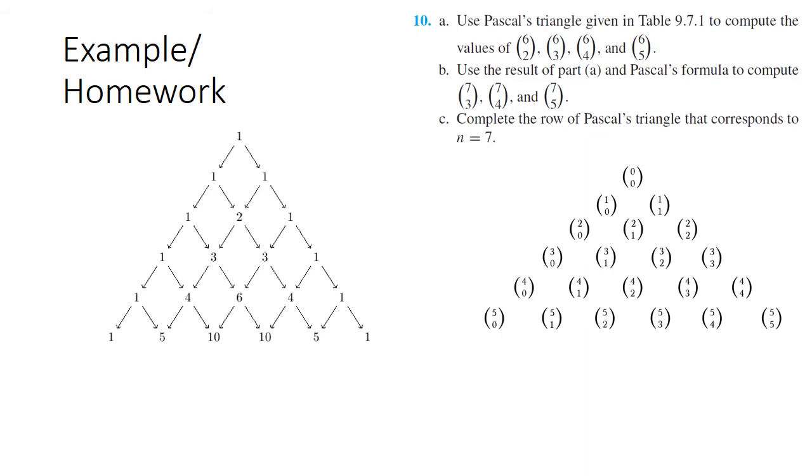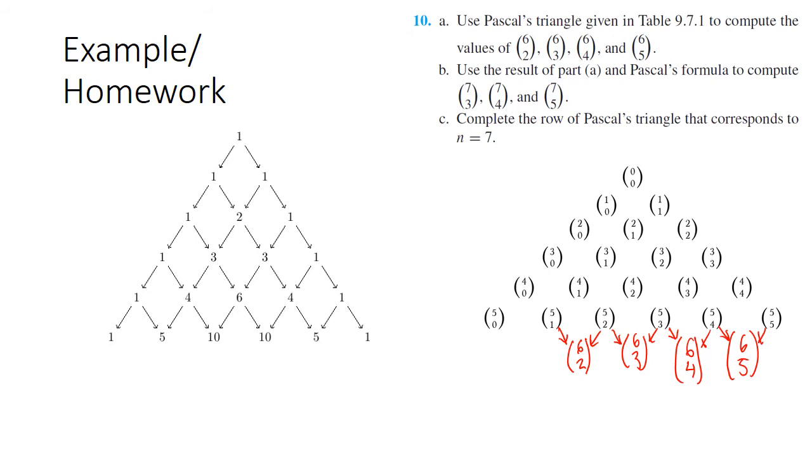That's the same one on the left and the right, but just with the values actually plugged in. So where would 6 choose 2 be? 6 choose 2 is going to be right here, and it's going to be the sum of these two entries right here. And then 6 choose 3 is going to be here, so it's the sum of these ones. And then 6 choose 4 is here, so that's the sum of those two. And then 6 choose 5 is going to be here.